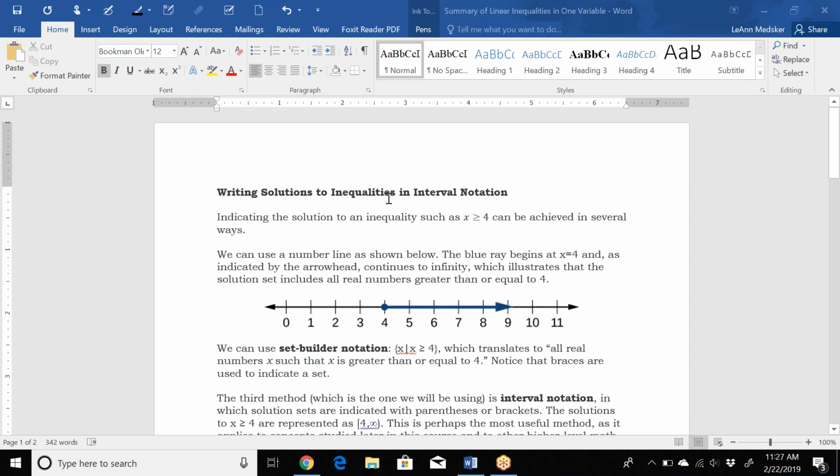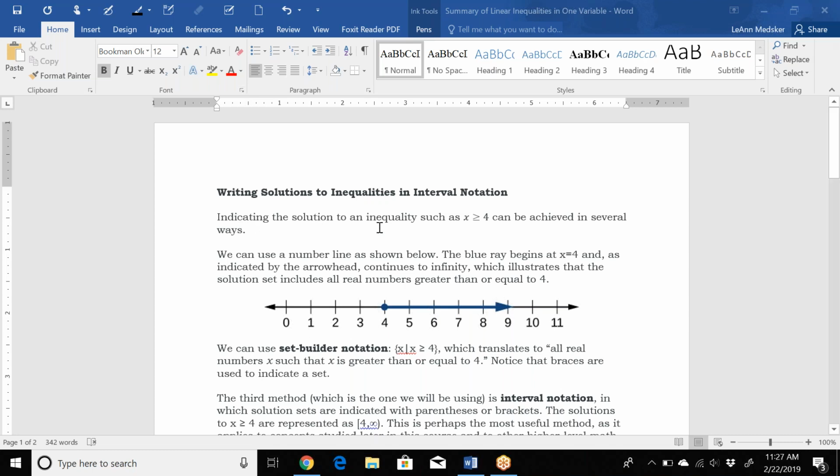All right, Math 136 students, this is a video on how to write solutions to inequalities in interval notation. The first thing to realize is that this is not the only way you can write your solution, but it is one that we use a lot in Math 136 and other classes moving forward.